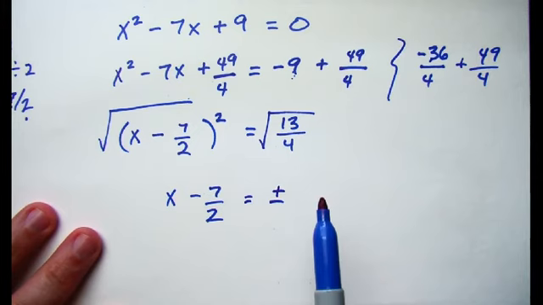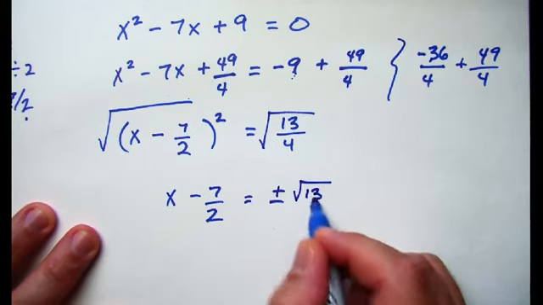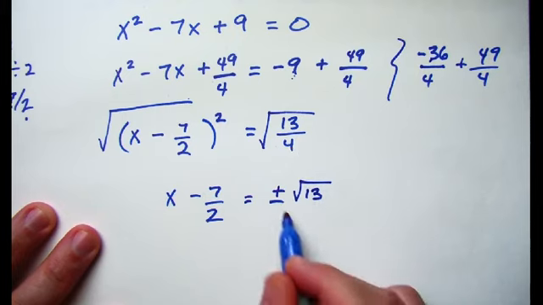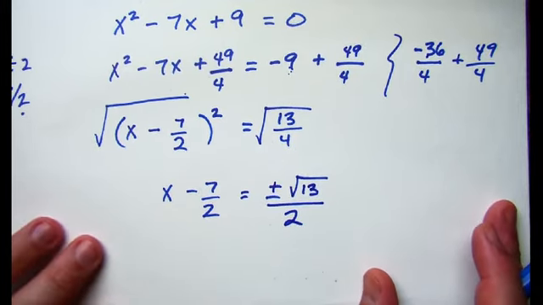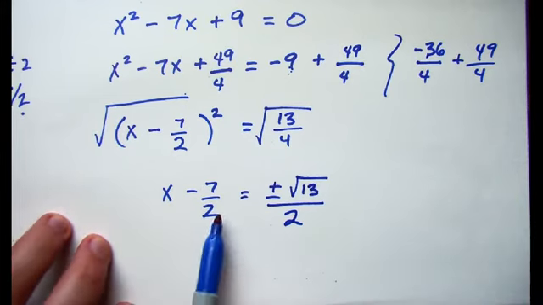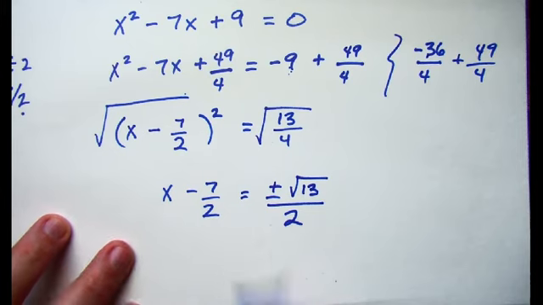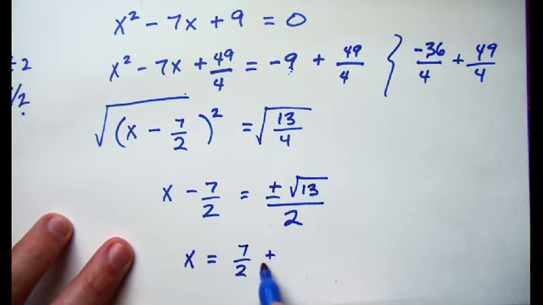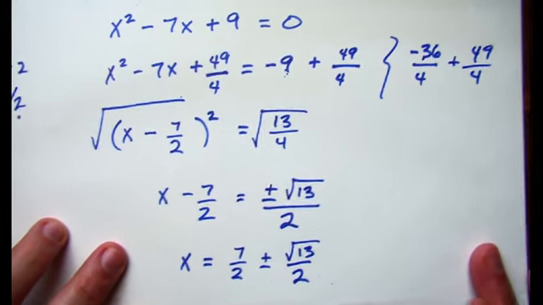Now 13 is not a perfect square, so we're going to leave it alone. It's going to stay inside of a square root. But the square root of 4 is going to change into a 2. Okay, now I'm almost done here. So all I have to do is transpose this over. In other words, we're going to add 7 halves to both sides. So we'll add it, therefore it's going to be a positive 7 halves, and then plus or minus the square root of 13 over 2, which is certainly acceptable here.